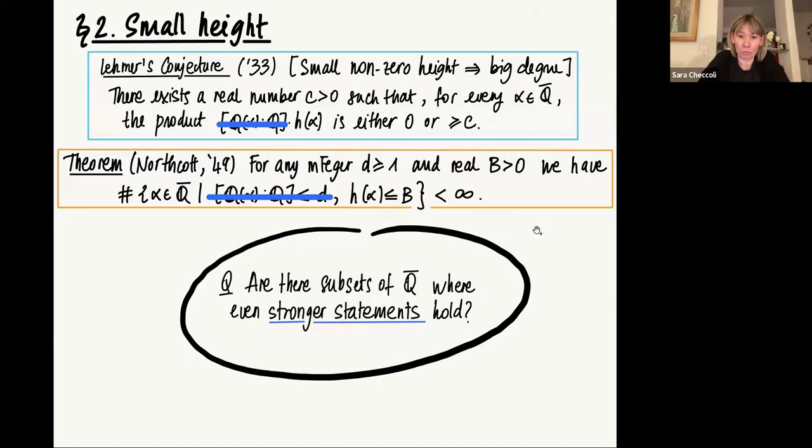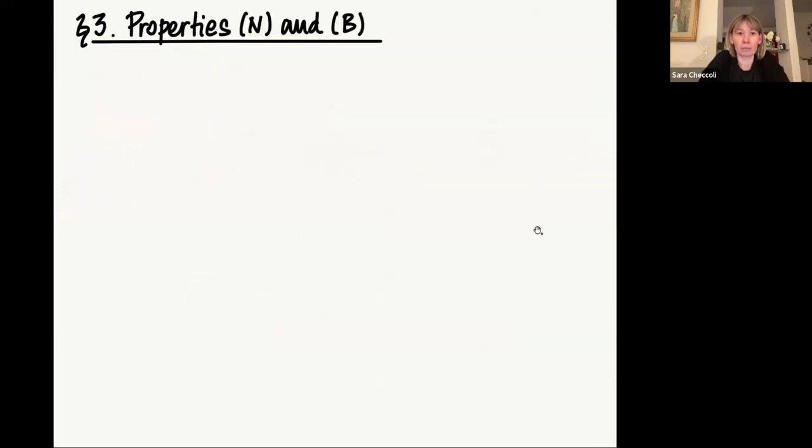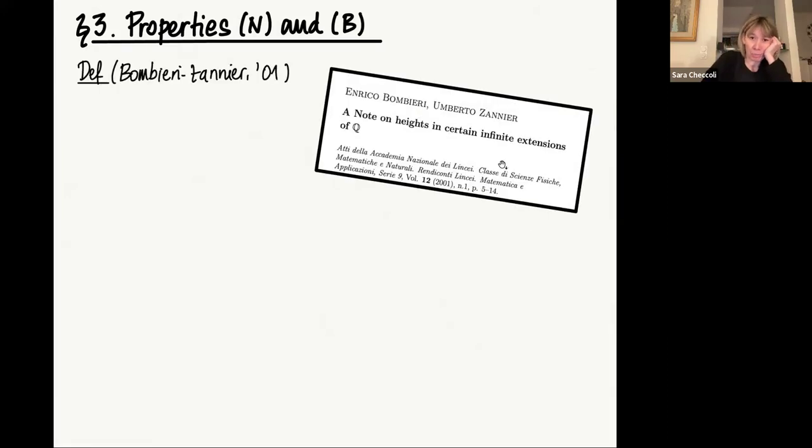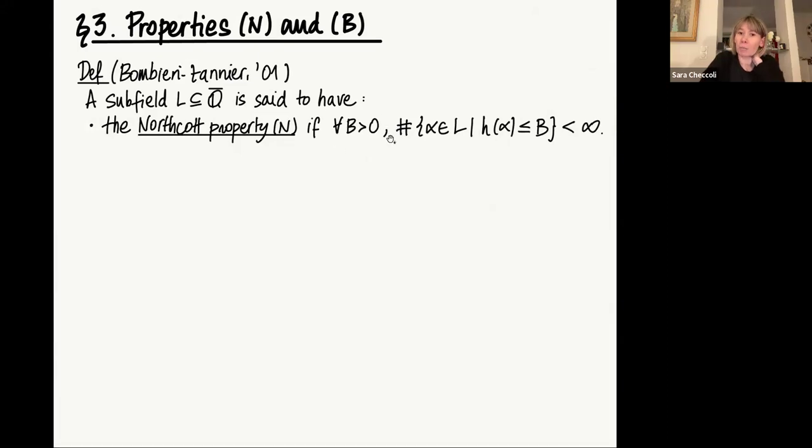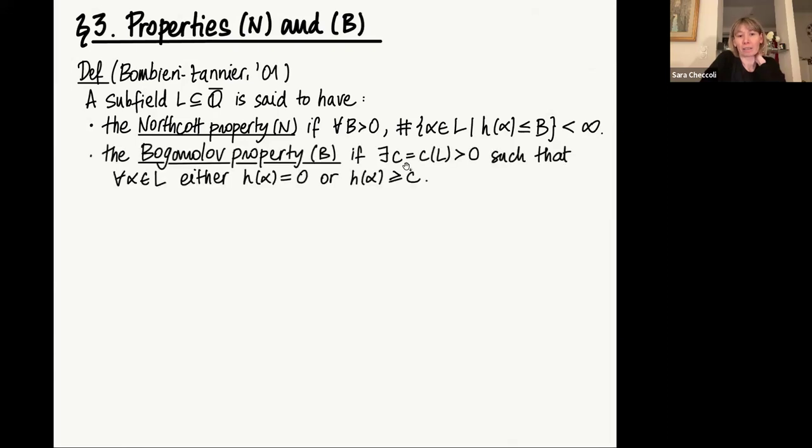So this is a way to introduce two properties, which were defined by Bombieri and Zannier in a seminal paper from 2001. These are called the Northcott and Bogomolov properties. So let's see the definition. They define them for subsets of Q bar, but I will stick to the case of subfields for most of my talk. So a subfield of Q bar is said to have the Northcott property N if for any positive real B, this subfield contains only finitely many elements of height at most B. And we say that it has the Bogomolov property B if there is some constant C, that now will depend on the field L, such that for all nonzero elements in L, the height is either zero or bigger or equal than C.